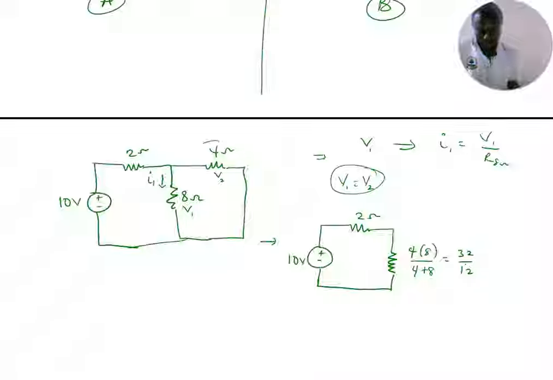Yes. So 32 on 12. 4 times 8 is 32, then I have my 4 plus 8, which is 12. We get it. So that one is going to give us, let me turn on my calculator, 4 plus 8, and then I'm going to get 8 on 3. Very, very tight.